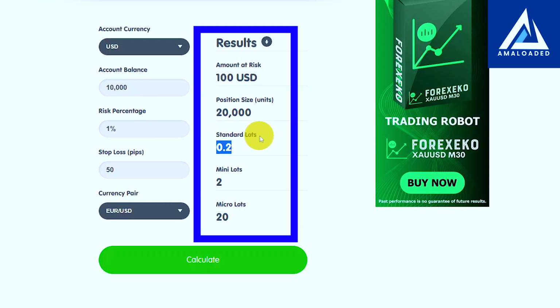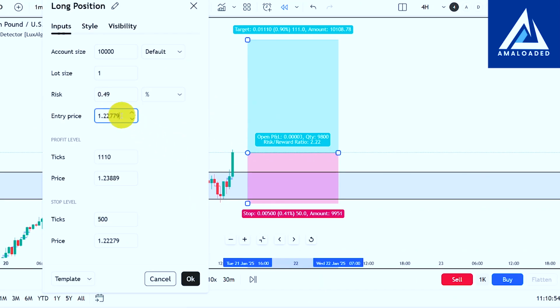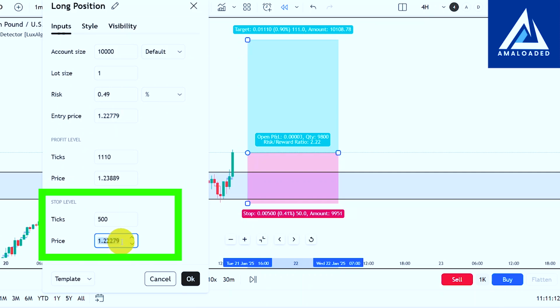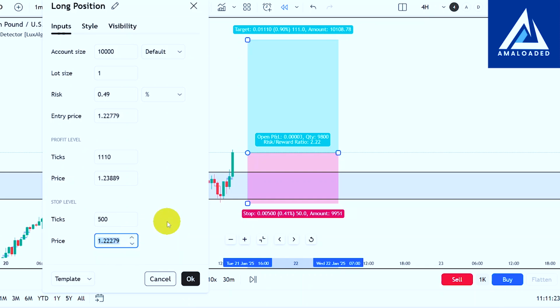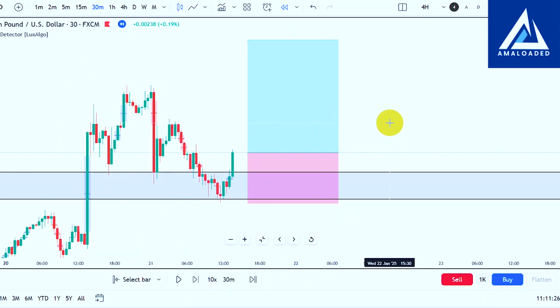The next option is standard lot, and the value is 0.2 lot size, which means that we are only going to use 0.2 lot size on this trade we want to take. So we'll copy this 0.2 lot size and input it on our MT4 or MT5. We are going to copy the entry price as well and put it in the entry price field on MT4 or MT5, depending on the MetaTrader you are using. And then the stop loss price as well, you are going to copy it and input it on your MT4 or MT5. When you do that, then you press buy.